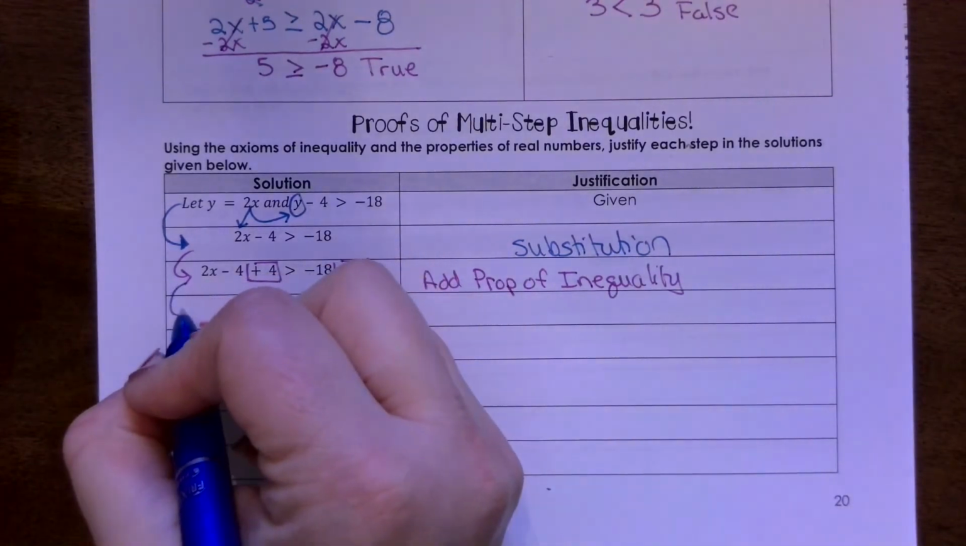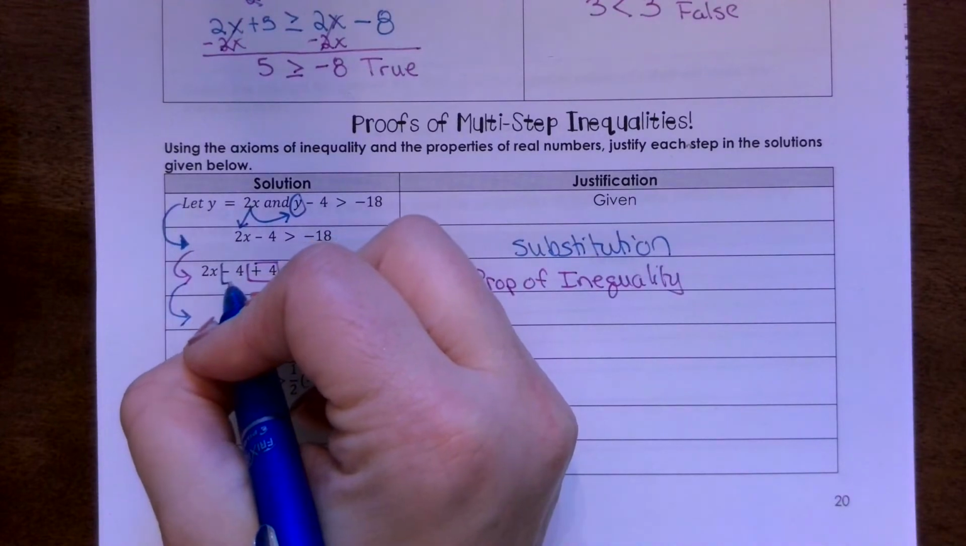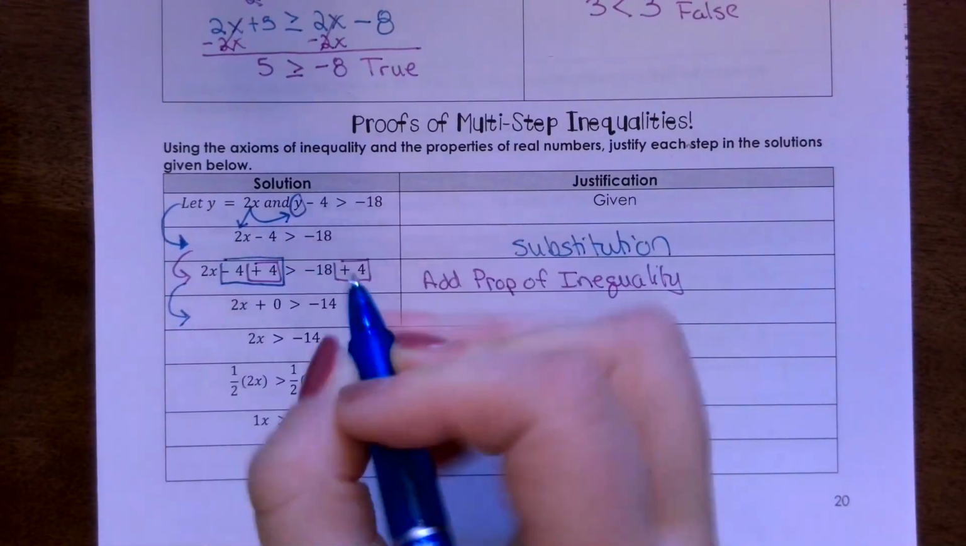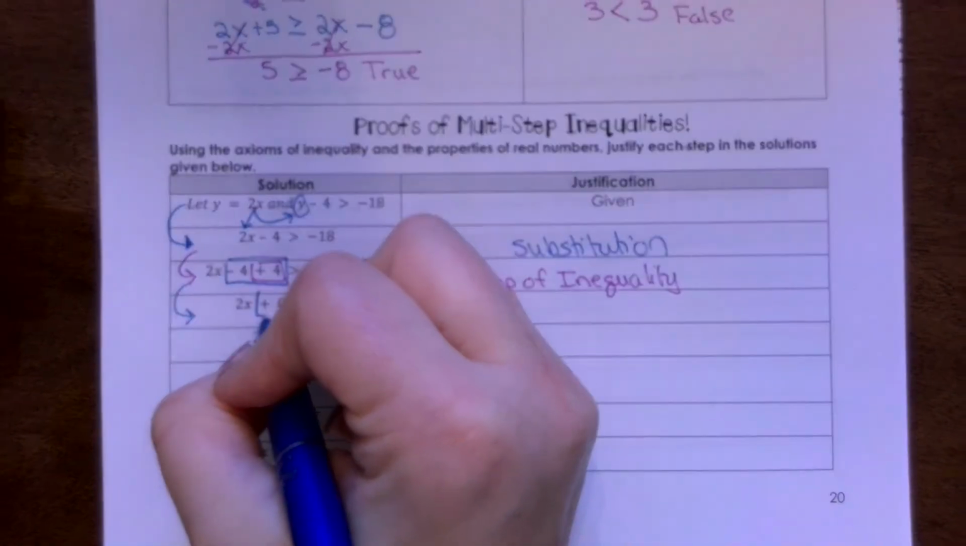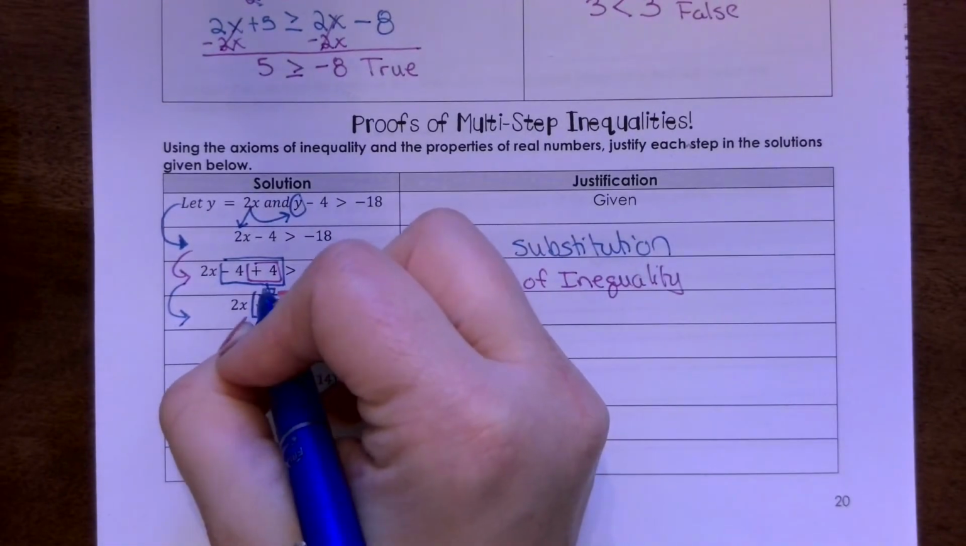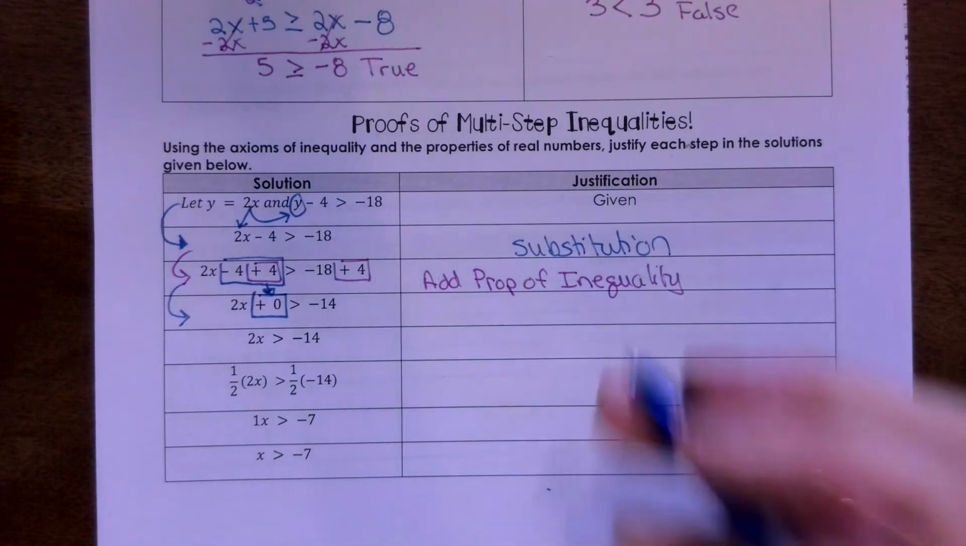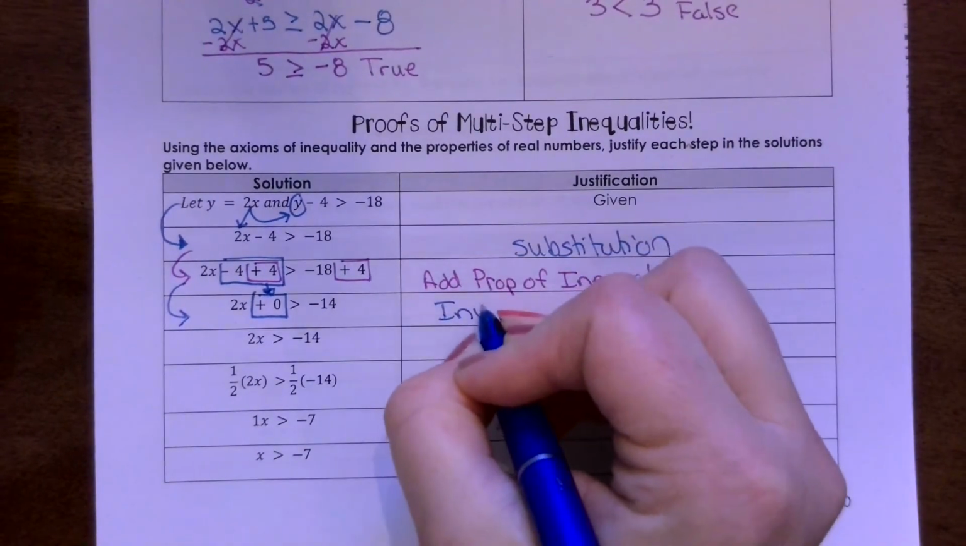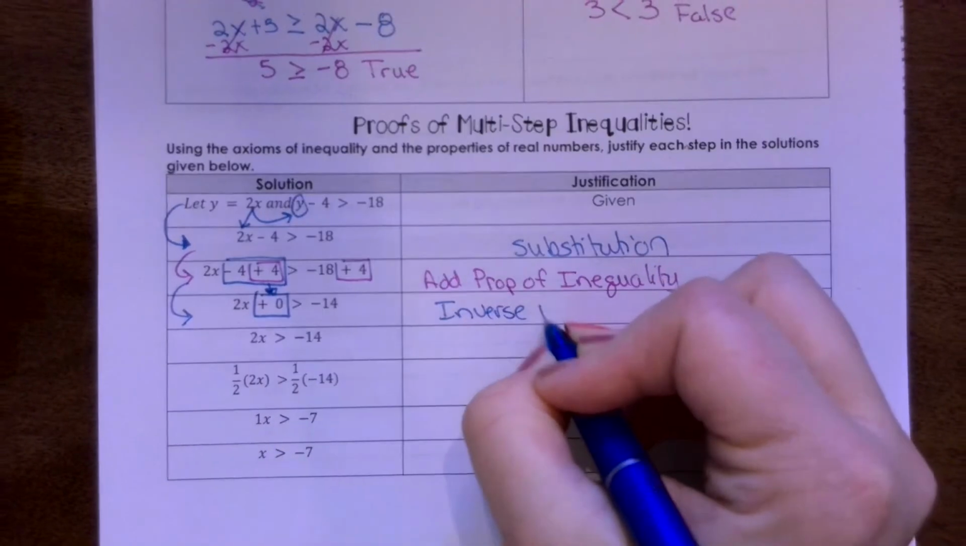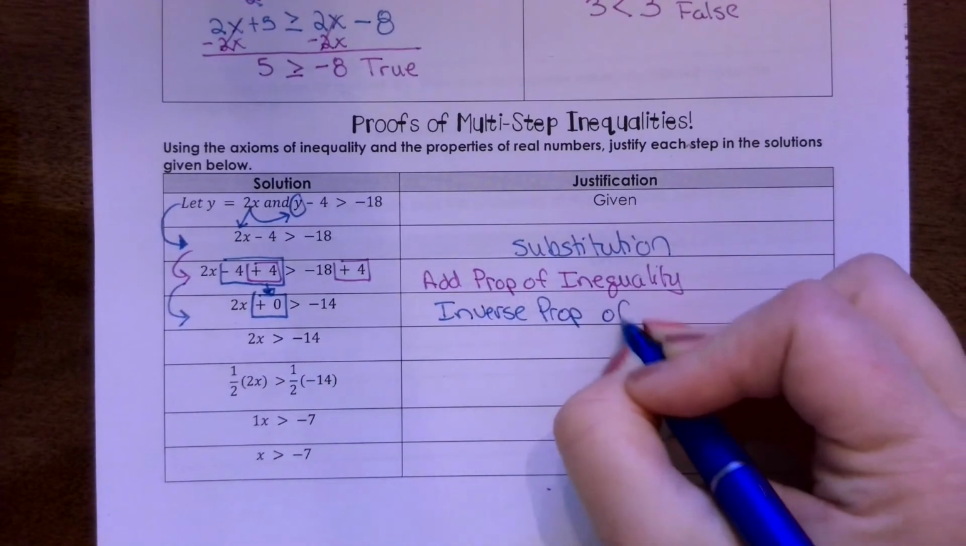When I look to see the difference here, I notice that I have a negative 4 and a positive 4 replaced with a 0. So that is a number and its opposite equaling 0. That is the inverse property of addition.